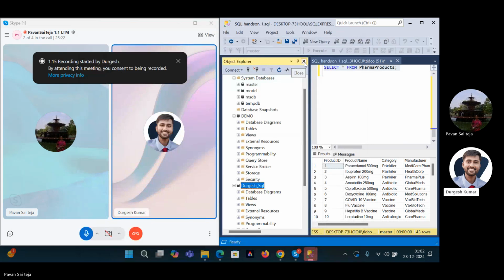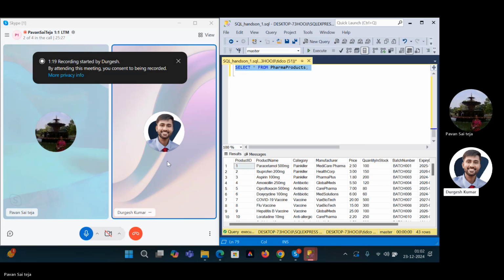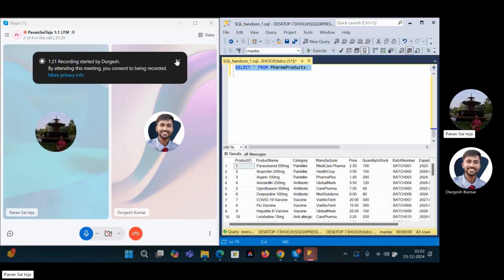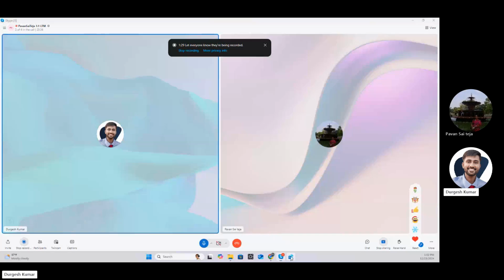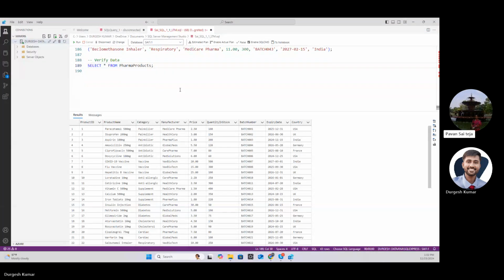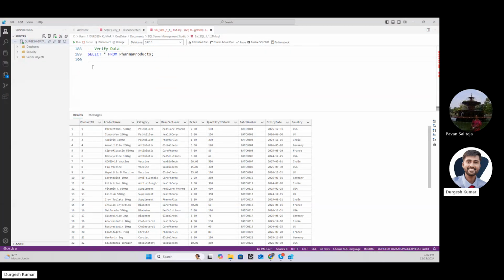Okay, now I'm sharing my screen and we'll be learning from the WHERE class. Can you see my screen? Yeah, I can. Perfect. So we created this table and we now have all these details.